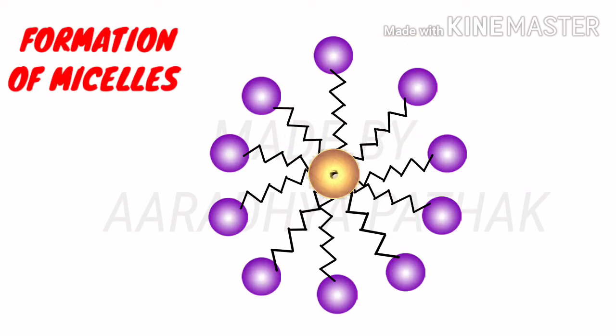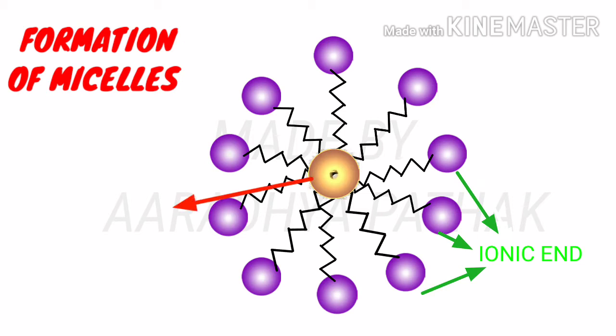The formation of micelles is basically the formation of a cluster of the hydrophobic tails and the ionic ends. The ionic ends are on the surface of the cluster, while the hydrophobic tails are in the interior of the cluster and hold the oily dirt.